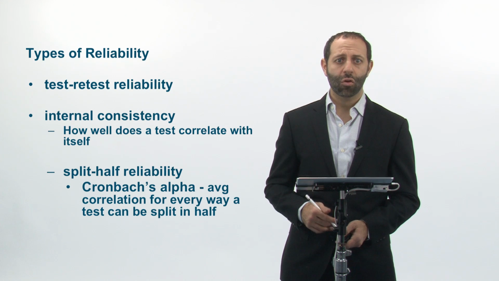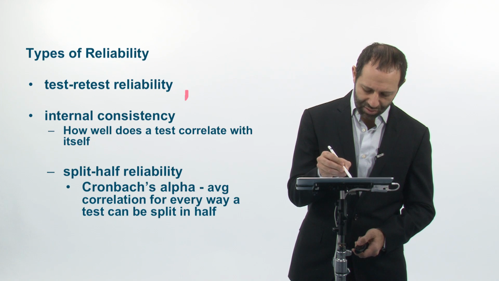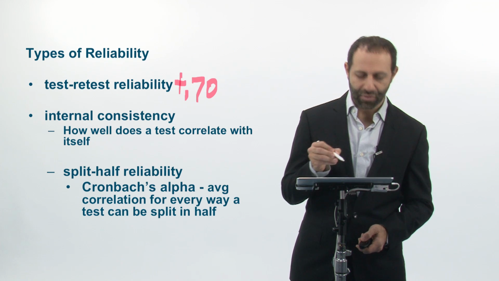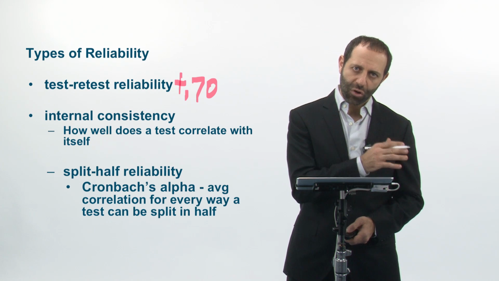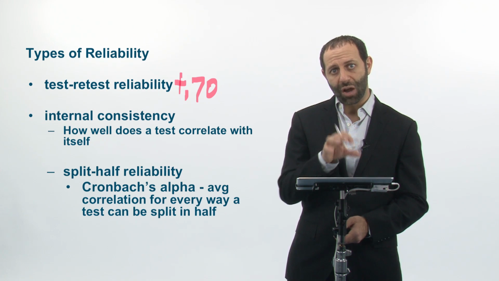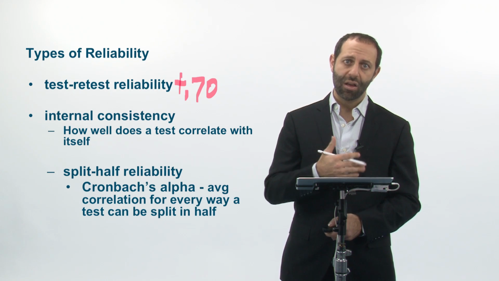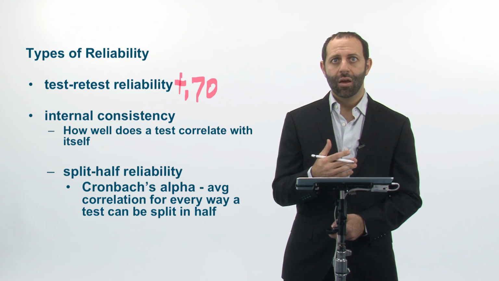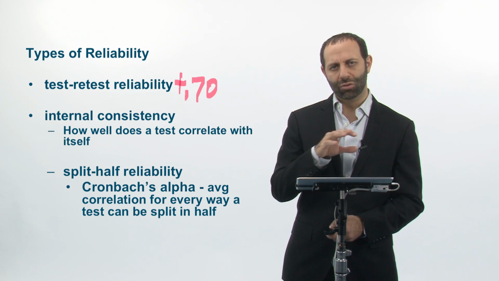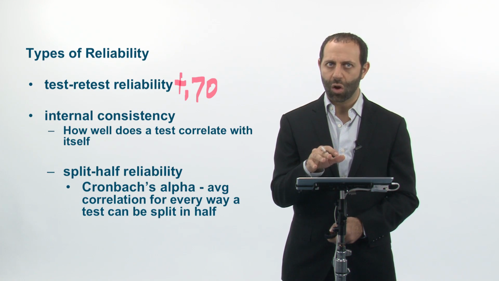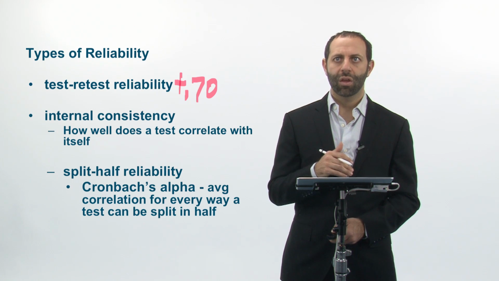Now, if the correlation coefficient is larger than about 0.70, positive 0.70, that is a pretty good indication that the scores from the first test are correlating to the scores on the second test, and therefore we can say that the test has a high degree of test-retest reliability. Of course, the measurement of test-retest reliability depends on the type of test we're talking about, what we're measuring, and what the scores are being used for.